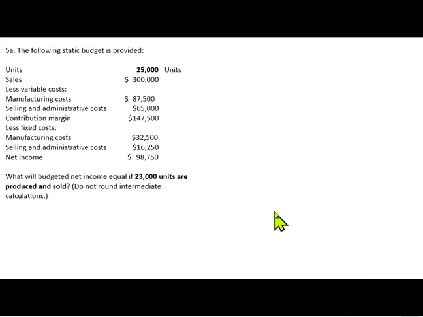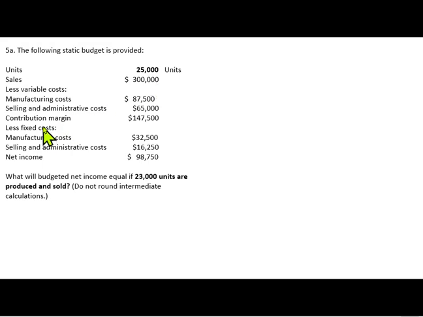Next problem. We have a static budget of 25,000 units, and here's what our sales are, 300,000. Our variable manufacturing costs are 87.5. Variable selling and administrative expenses are 65,000. Contribution margin is 147.5. That's these two numbers subtracted from 300,000.